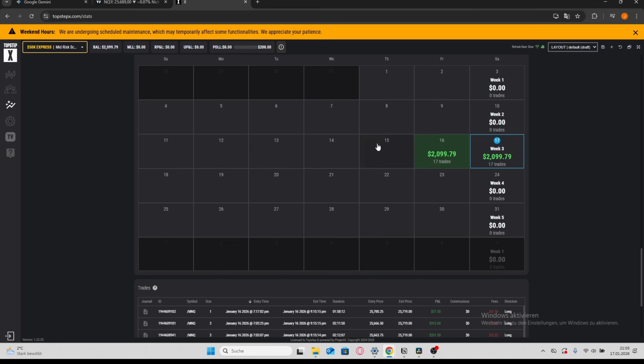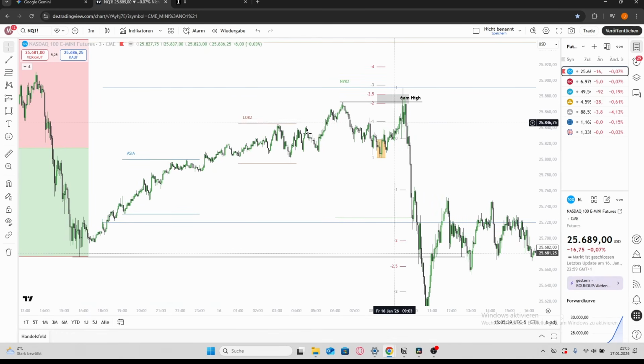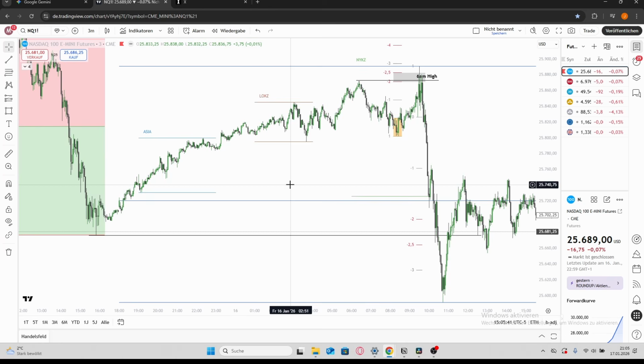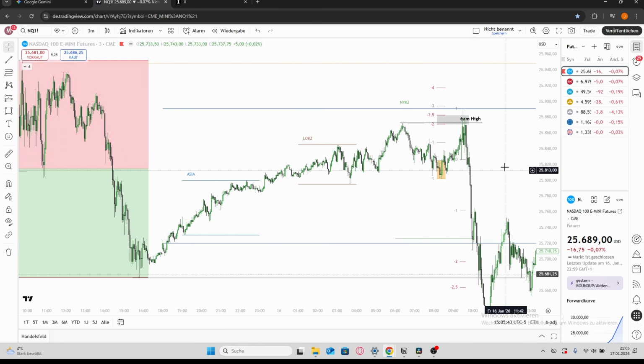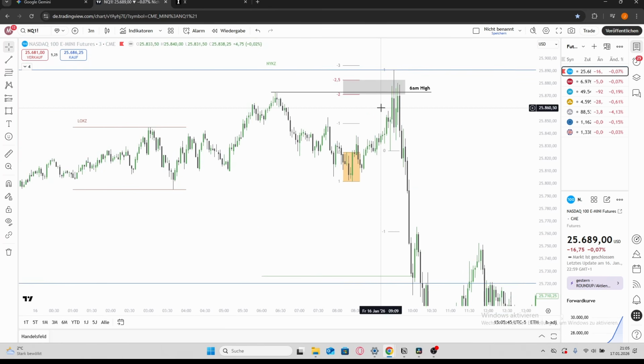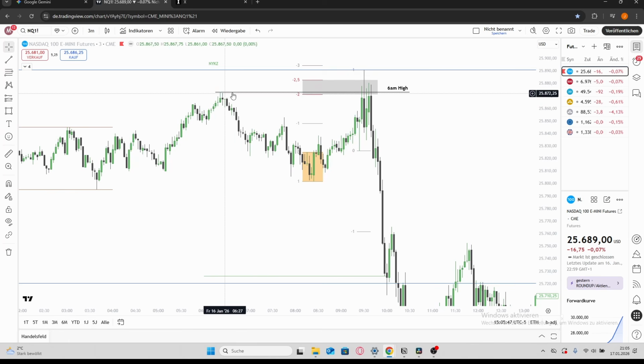So I'm looking forward to next week. Maybe I get a payout on this account next week. I also have some other accounts. But I'm not here to only show my profits. I'm here to show you the trade, my thoughts about this, and how you can copy this in the future. So it was basically just a sweep of this previous high here.